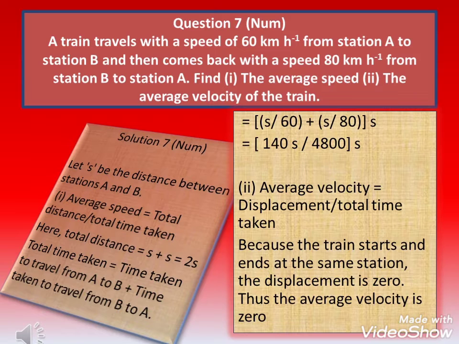Second part. Find the average velocity of the train. What is average velocity? It is total displacement by total time taken. Because the train starts and ends at the same station, the displacement is 0, because the initial point and final point of the train is the same. So total displacement is 0. If total displacement is 0, average velocity is equal to 0 by total time taken. So we will get average velocity is equal to 0.